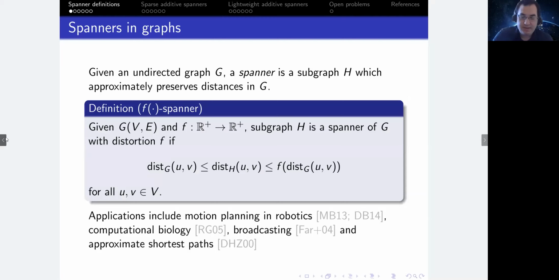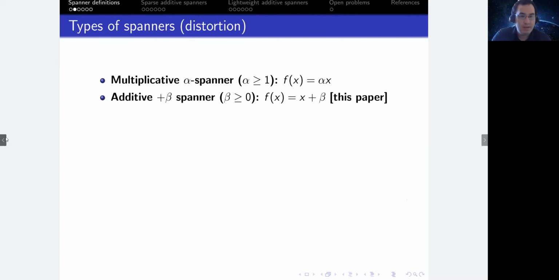The below lists some of the applications of spanners in graphs, typically when we want to compress the input graph, but not lose too much information about distances. Here are two common types of spanners, multiplicative and additive, based on the amount of distortion allowed. We'll mainly be focusing on additive in this paper.